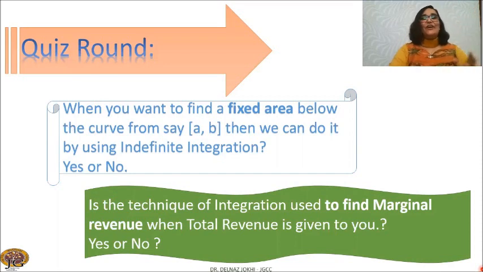Great. When you want to find out a fixed area below the curve, you do not use indefinite integration. You use something called what? You use something called definite integration. All right. Now, what about your second answer? Think, take a break of 2 minutes, write down your answer, we'll come back.